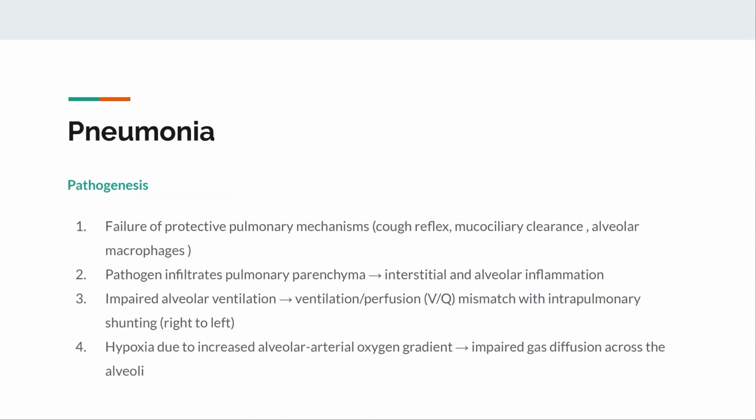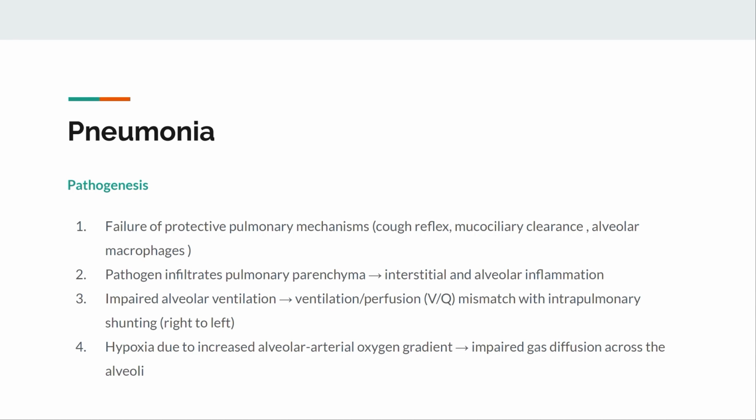So, pathogenesis, what's happening here? We've got a failure of our protective pulmonary mechanisms, so your cough reflex, the mucociliary escalator clearance, your alveolar macrophages. It's actually good to know your respiratory immune mechanisms like that as well, because that could make a good little SAQ. And then because you have a failure of that, your pathogen infiltrates the parenchyma, and then you get a lot of your inflammation, your damage, all of the inflammatory infiltrates.